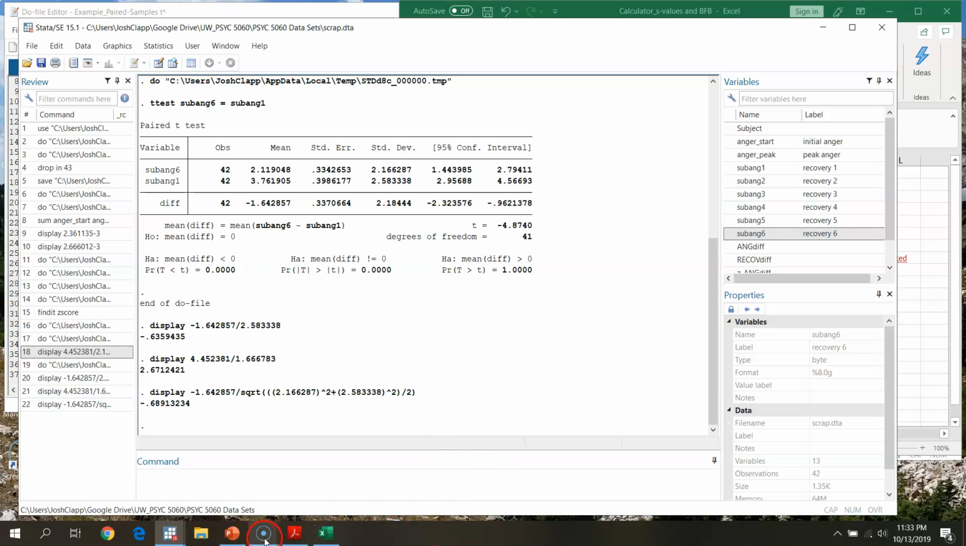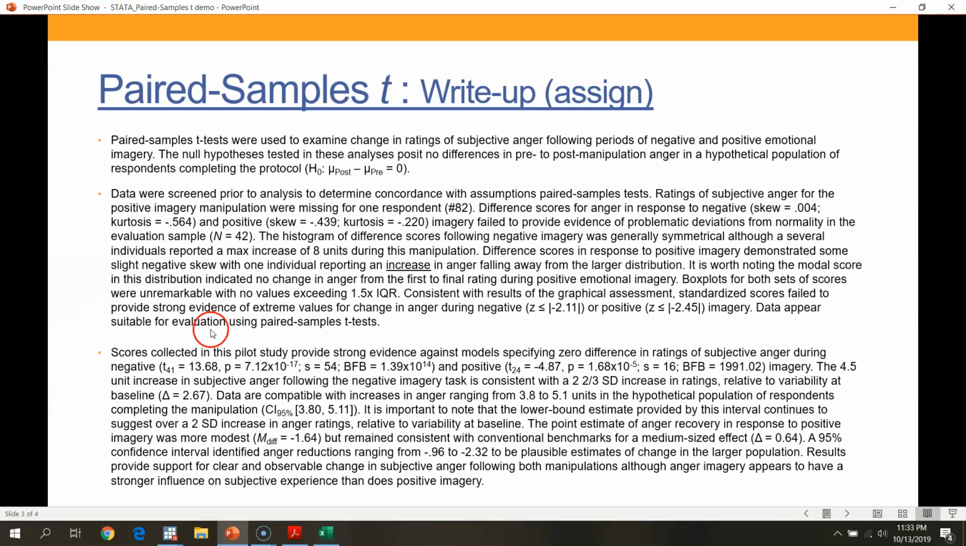Okay, so if we want to go through and take a look at our write-up, again, for something that you might write up for a problem set, looking at your screening here, working through, we've got strong evidence against models specifying zero difference in ratings of subjective anger during negative and positive imagery. Here we're just listing out all of our test statistics. We say the 4.5 unit increase in subjective anger following the negative imagery task is consistent with a 2 2/3 standard deviation increase in ratings relative to baseline.